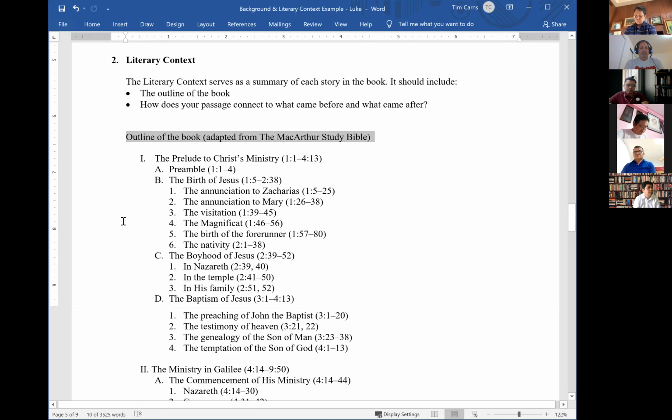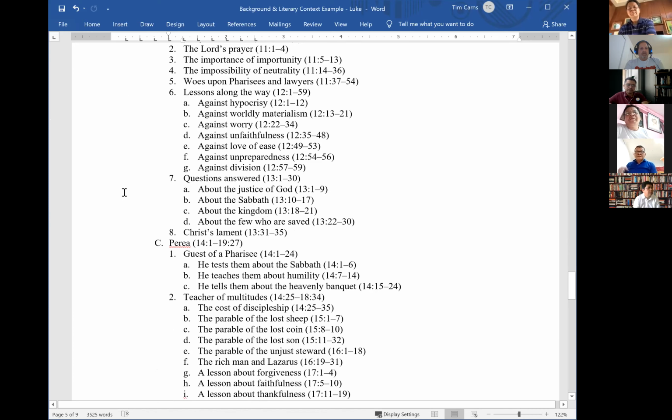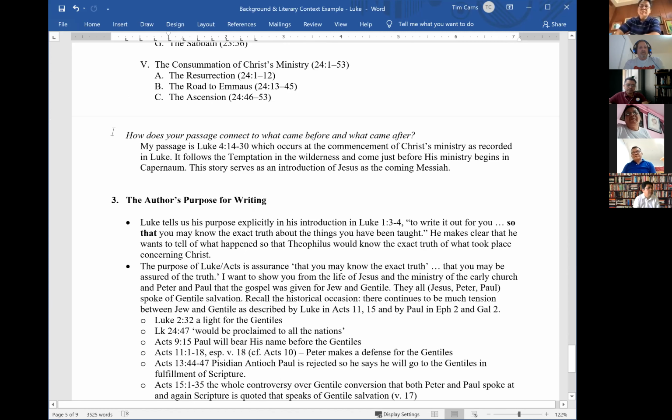So that's the point of this step, to understand the author's flow of thought and each story that he includes, where your story fits in. All right. And then, like I said, the third step is, after you've put that outline together for the book, comment on how your passage fits in that flow of the book.